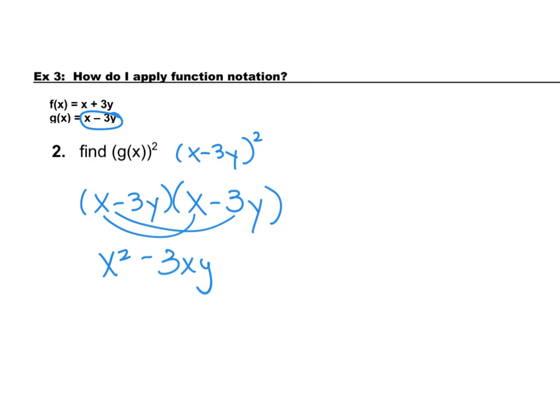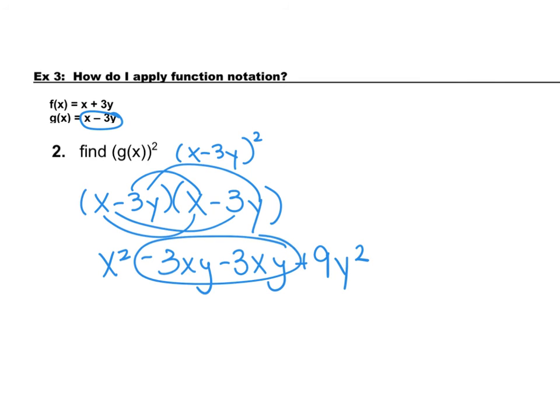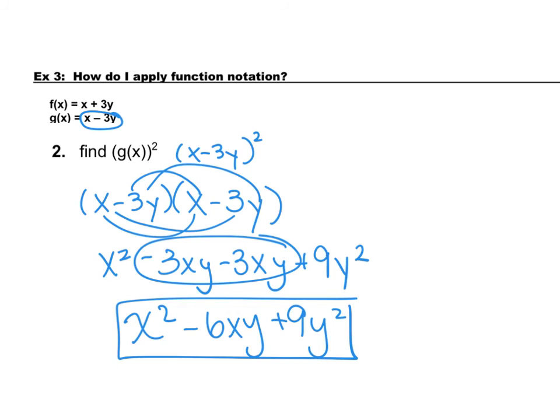And then I'm going to do my inside terms, which is negative 3xy, and then I'll do my outside terms, which is going to give me positive 9y squared. So again, these two come together in the middle. So you have your x squared, and then minus 6xy, and then plus 9y squared. And again, you could have used the shortcut on this one. Either way is just fine.